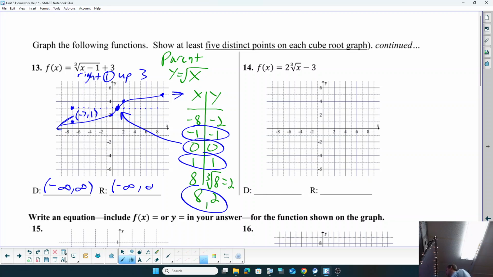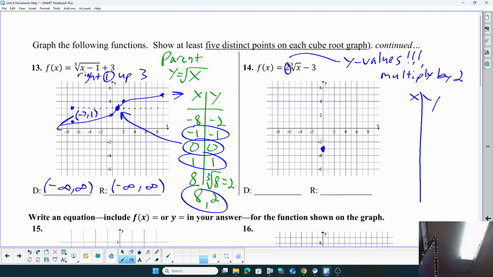You got this. Keep trying your best. That's a down 3, and now that's going to affect the y values. You're going to multiply the y values by 2. So we do an XY table again. We do our parent function.